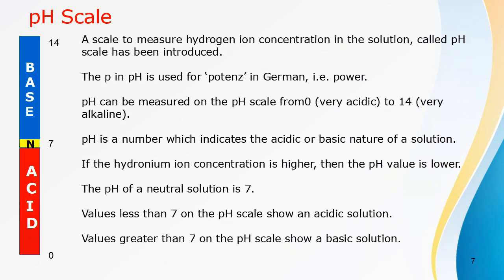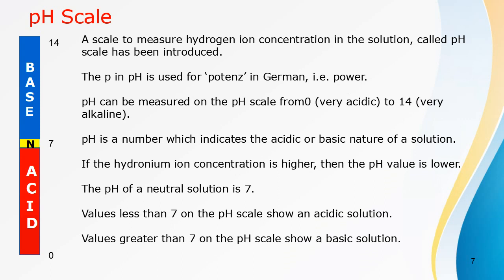pH scale is a scale to measure hydrogen ion concentration in the solution. The P in pH is used for potenz in German, that is power. pH can be measured on the pH scale from 0, that is very acidic, to 14, that is very alkaline. pH is a number which indicates the acidic or basic nature of a solution.